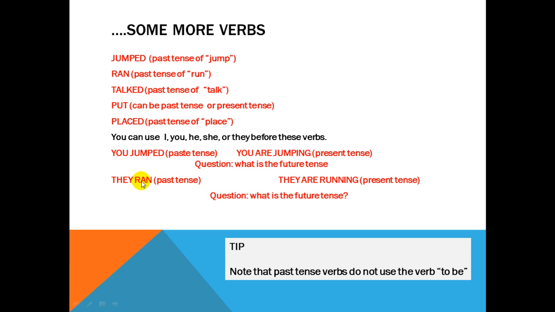Past tense, they ran. Present tense, they are running. Question, what is the future tense? The answer is they will run. The tip, note that past tense verbs do not use the verb to be. So I don't say here they ran, I just say they ran. You jumped. I jumped. He jumped, etc. So the past tense of verbs do not use the verb to be.